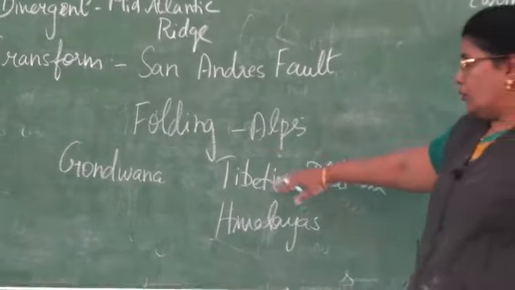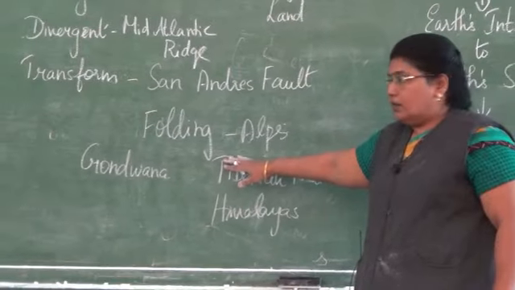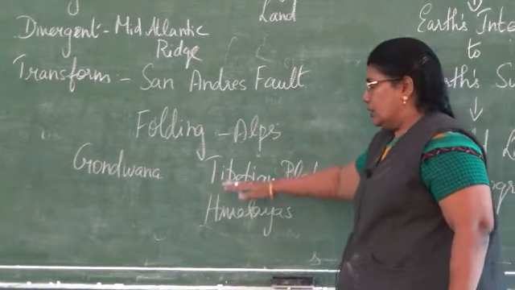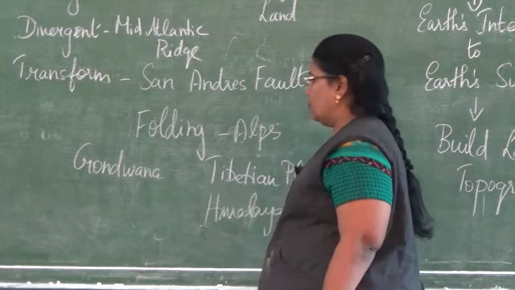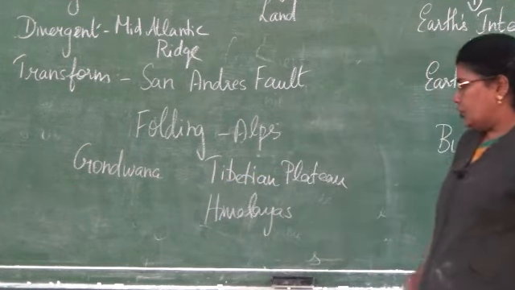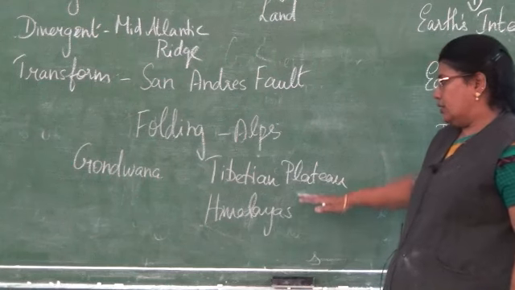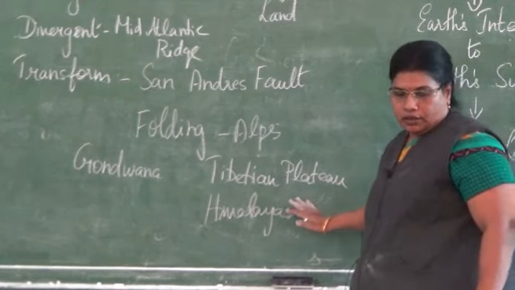So that is about folding, about the formation of the Indian plate attached with the Eurasian plate, the formation of fold mountains, and the Tibetan Plateau in North India.